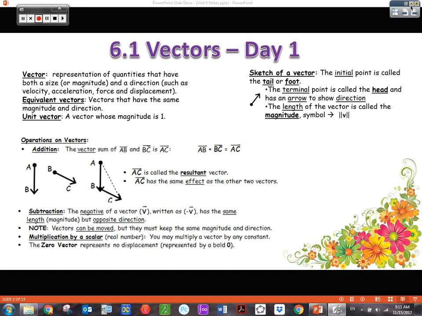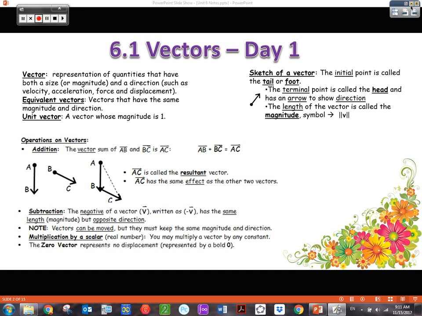Today we're going to be looking at vectors from a geometric perspective, like how does it look if we draw one, what does it mean, kind of visually, what is a vector. Tomorrow we'll get into the algebraic representation of a vector, but today we're going to focus on the geometric representation. Let's get some vocabulary words out of the way.